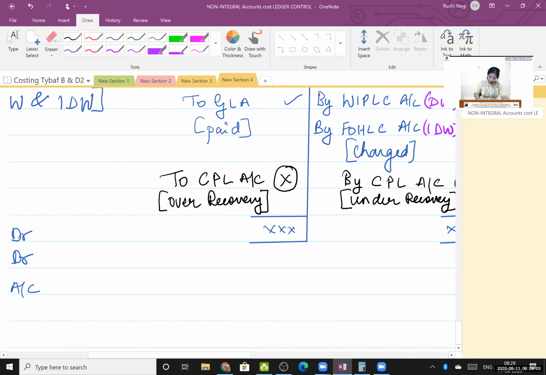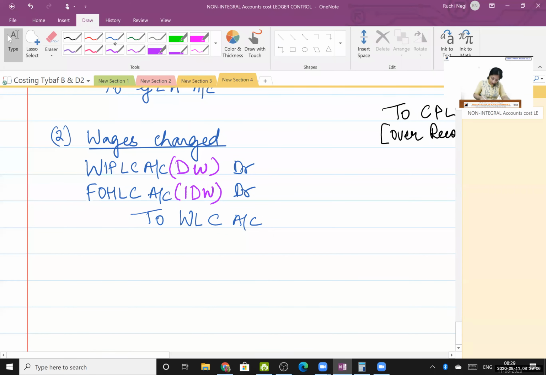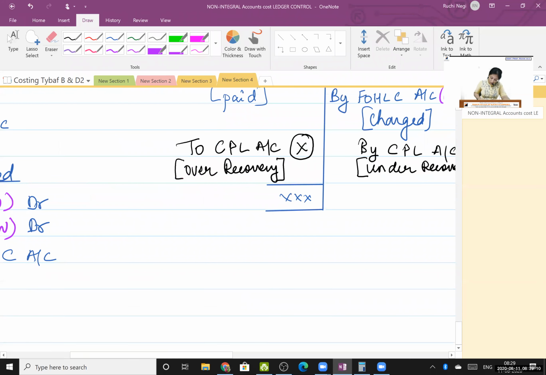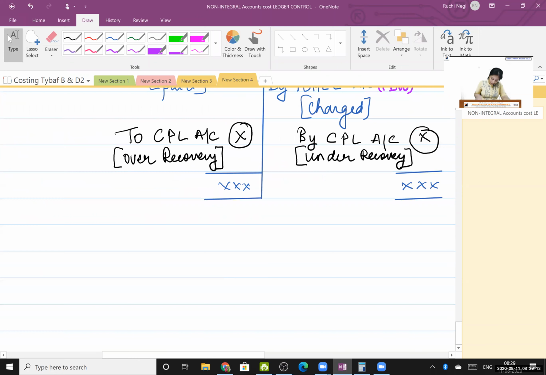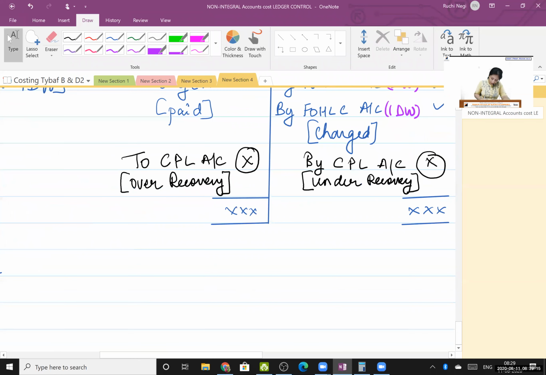Yeah. So right here, journal entry number 3, or you can write it here also. I'll write it here because it's available from here. Journal entry number 3, for the recovery, you can write wages absorbed. Absorption.